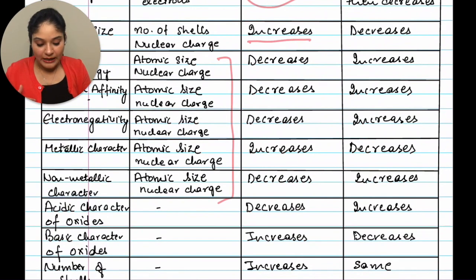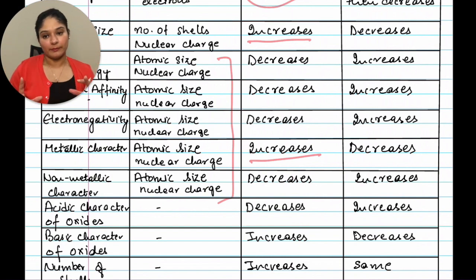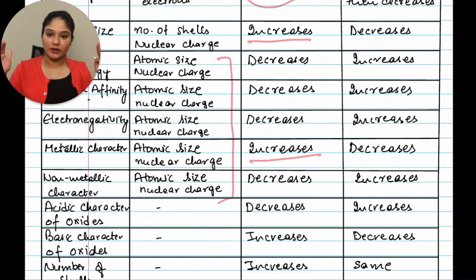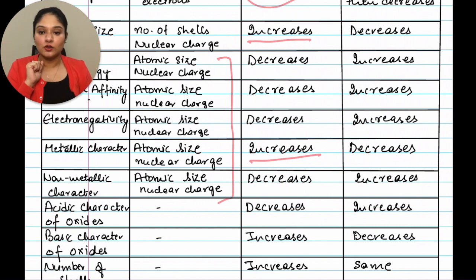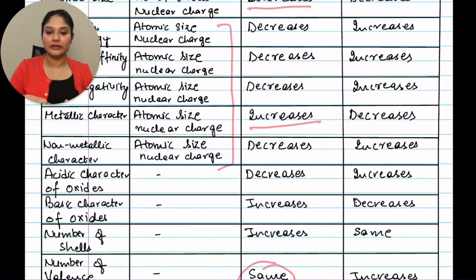Then metallic character increases. What was metallic character? Metallic character was the ability to easily donate an electron. So what I'm trying to make is a story in my head. That is, as I'm going down the group, my atomic size will increase, number of shells will increase, the outermost shell will go farther away from the nucleus. So that is the reason atomic size will increase, metallic character will increase.